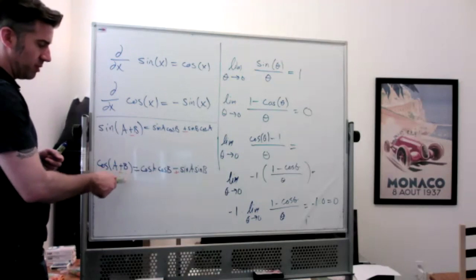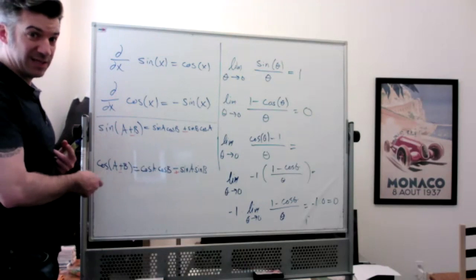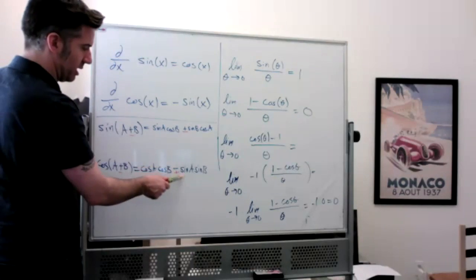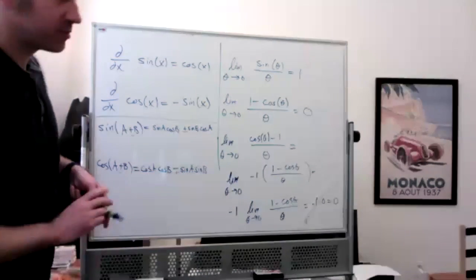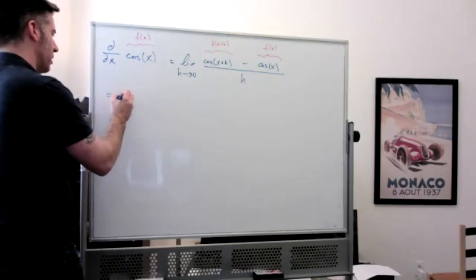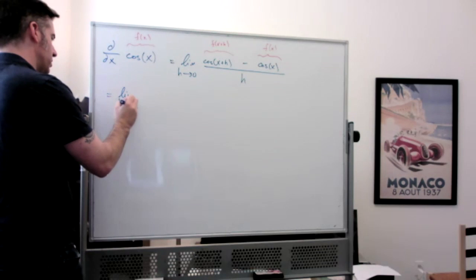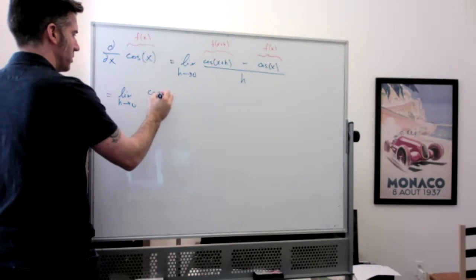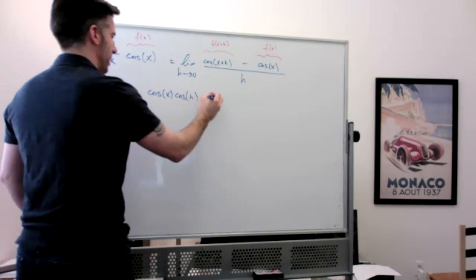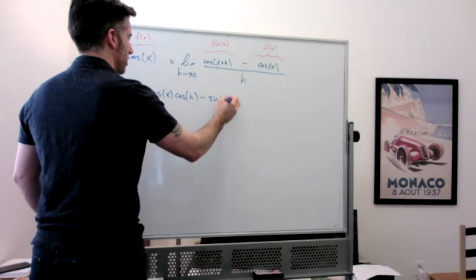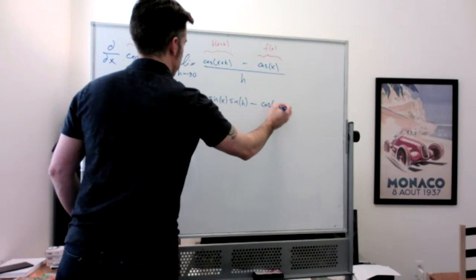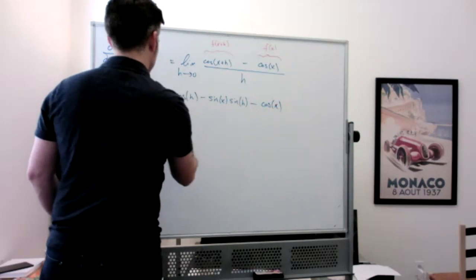Cosine of A plus B, or in my case, cosine of X plus H, is equal to cosine X times cosine H minus sine X times sine H. So this is equal to the limit, as H goes to 0, of cosine of X times cosine of H minus sine of X times sine of H minus cosine of X, all over H.